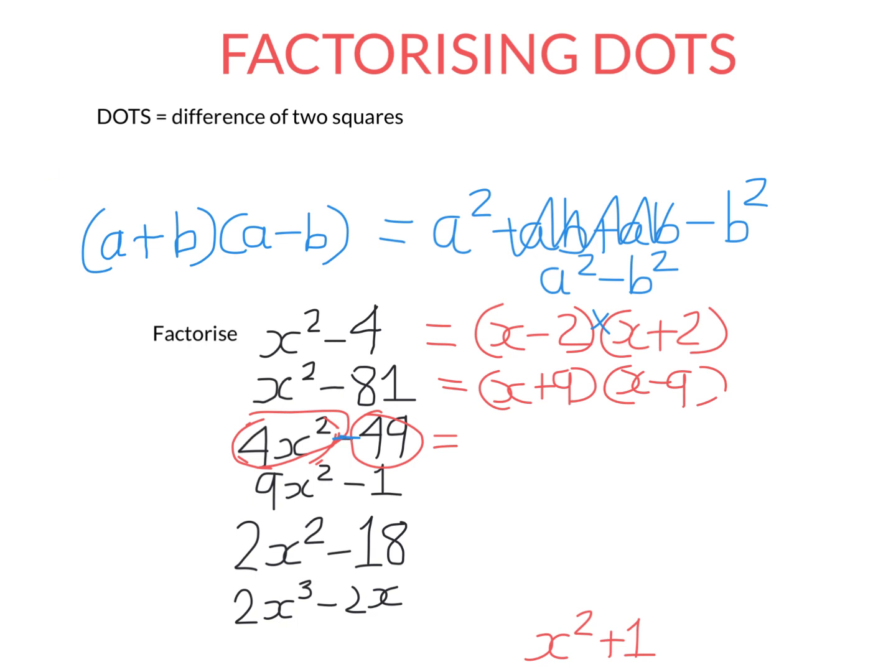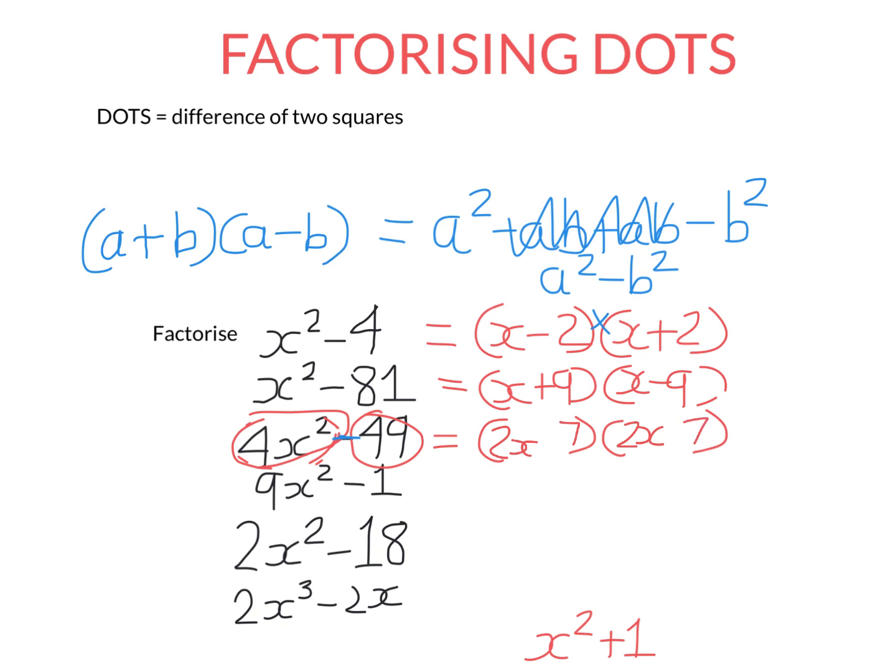So we're going to do it the same way. We get two brackets. Square root the first. So the square root of 4 is 2. Square root of x squared is x. So the square root of 4x squared is just 2x. Now I square root 49.